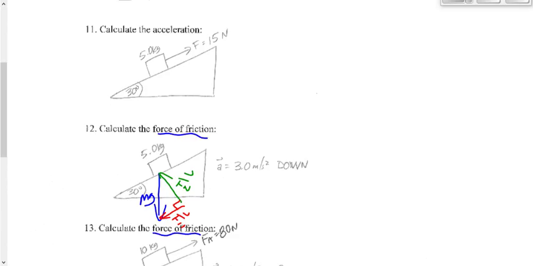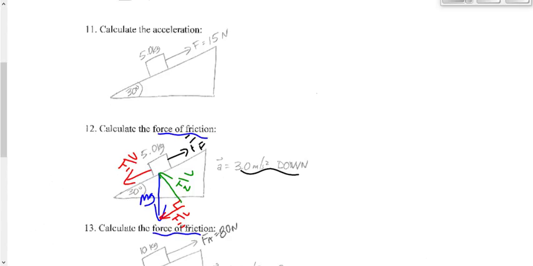Now, don't forget, I also draw F parallel right here. I draw it in 2 places, even though it's not really in 2 places. Which way is friction going to act? If it's accelerating down the hill, which way does friction act? Opposite, up the hill. So let's label FF like this.